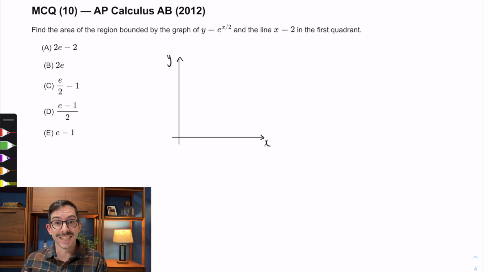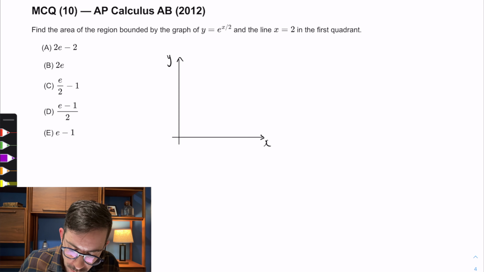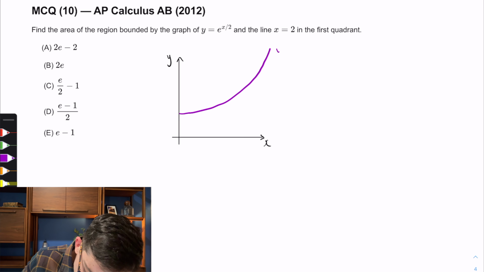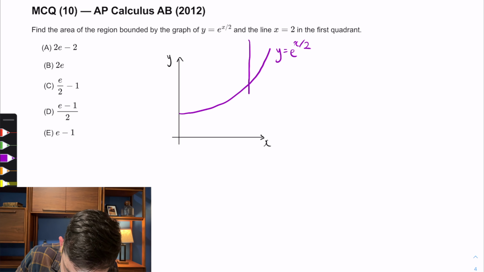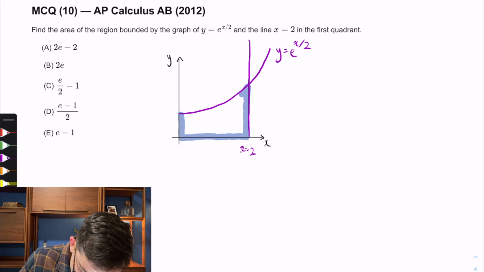Problem 10 is asking us to calculate an area. When we see area, we should likely be thinking definite integral. So let's draw a nice quick wee graph. So the graph is y equals e to the power of x over 2. That's basically just an exponential function. I have the line x equals 2. And we want to know what area I'm bounding in that first quadrant there.